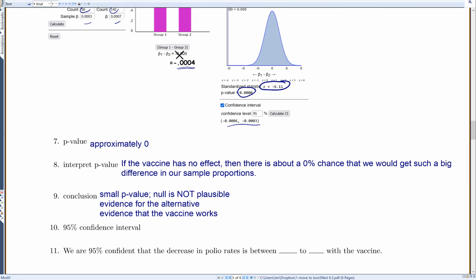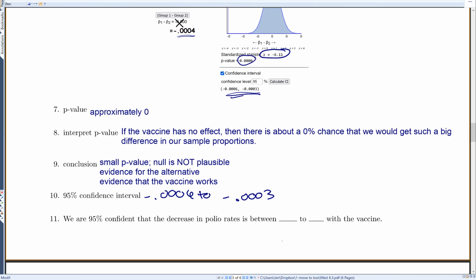Now, what is your 95% confidence interval? It tells me that right here. So it's negative 0.0006 to negative 0.0003. And to interpret that, I could say something like, we are 95% confident that the decrease in polio rates is between, now, it did say decrease, so I don't actually have to put in those negatives. Decrease means that we're saying the negatives. So we'll say between 0.0003 and 0.0006. So the vaccine took our proportions down by that much.